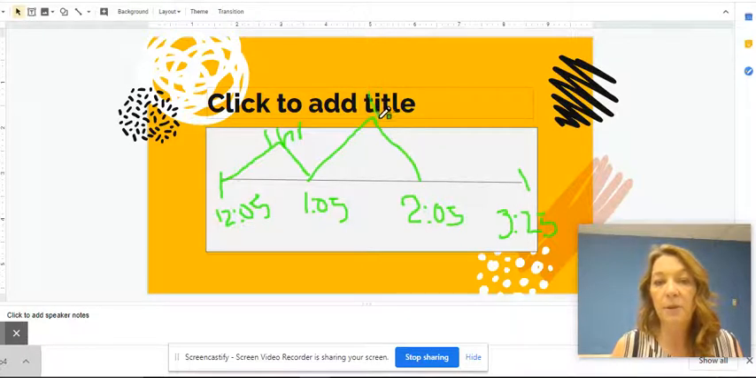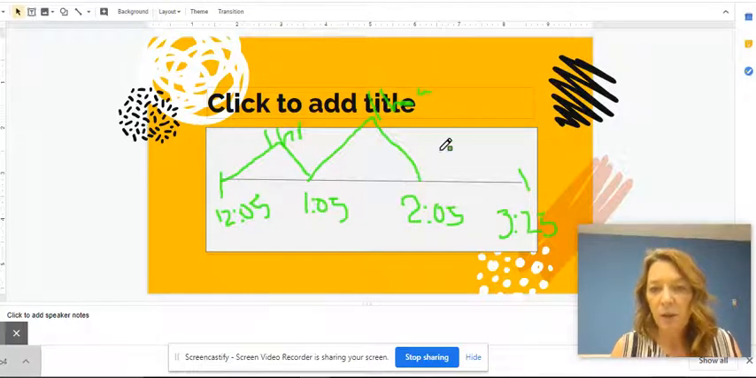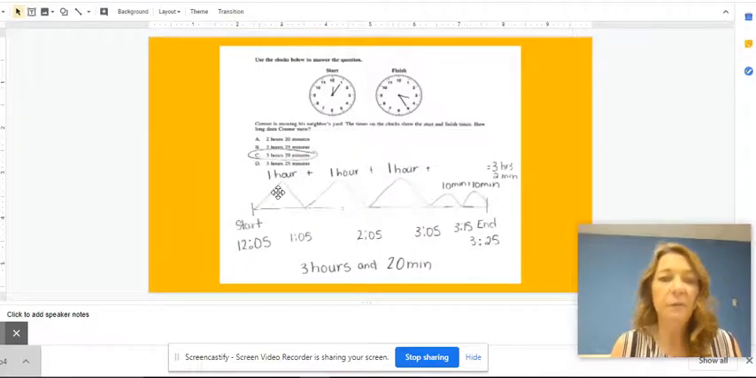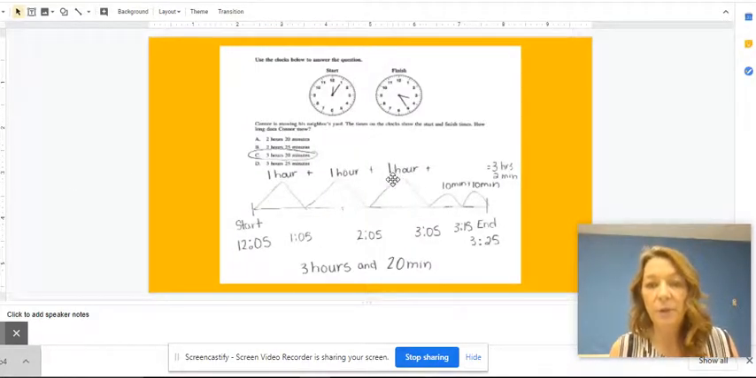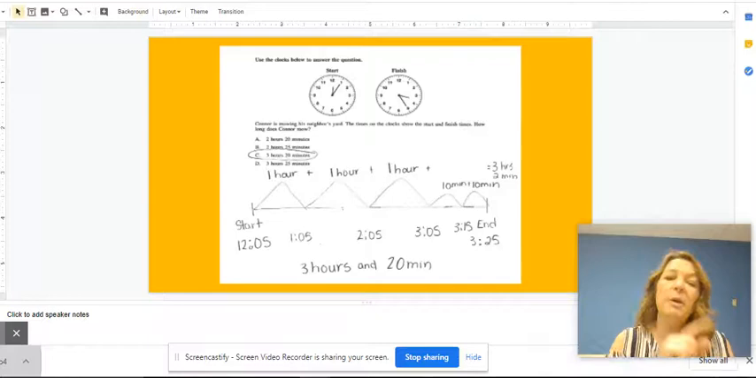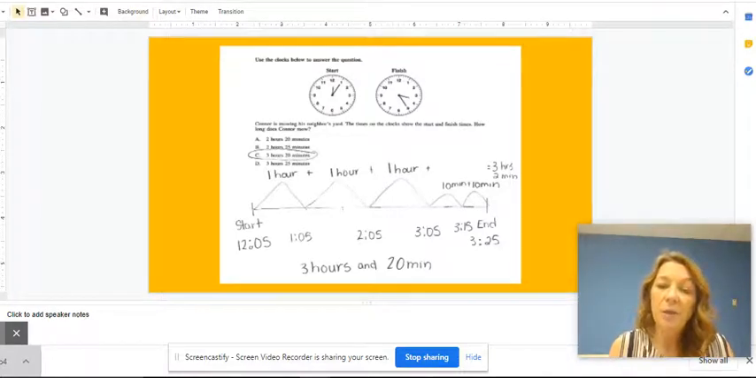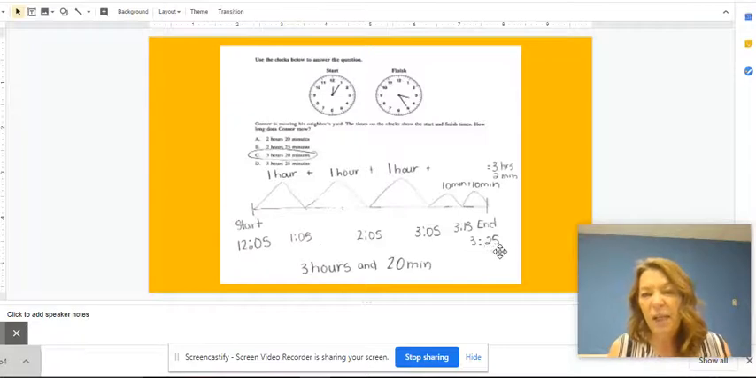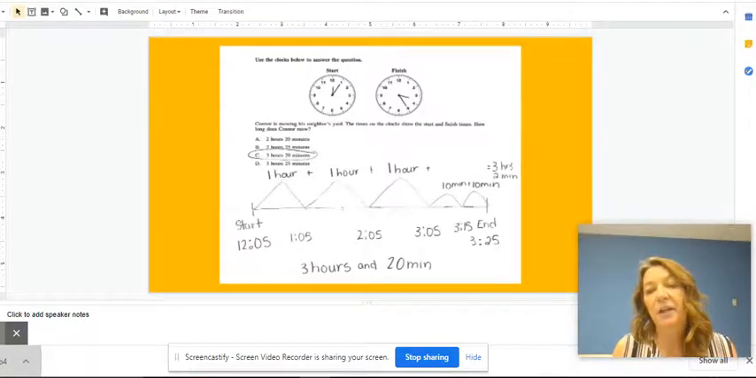Remember, our mountains are our big ones, and so then we've got 1 more hour up here. And then, can we do 1 more hour? What's 1 more hour after 2:05? Did you say 3:05? If you did, you're absolutely right. And so far we've got 1 hour, 2 hours, 3 hours. But when we stop at 3:05, we've got to find out how much more time there is. So from 3:05 to 3:25 is what we have to figure out.